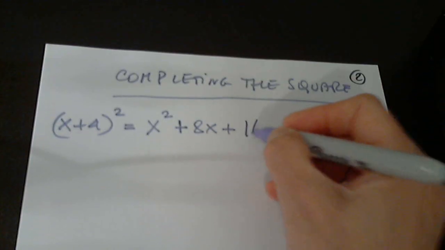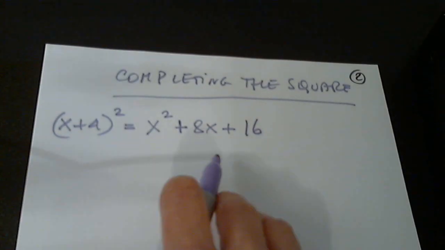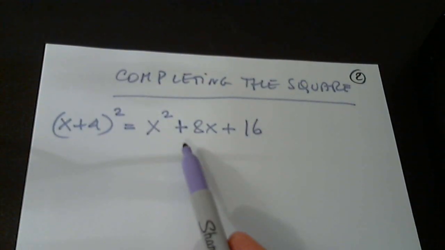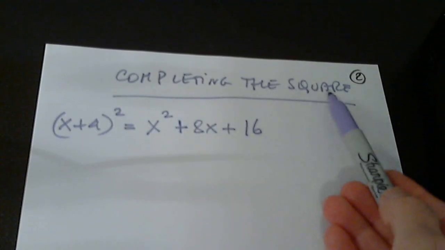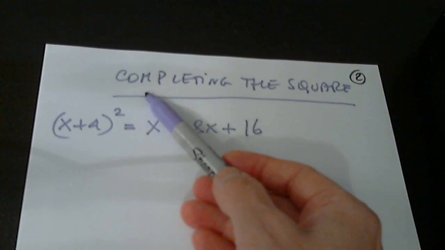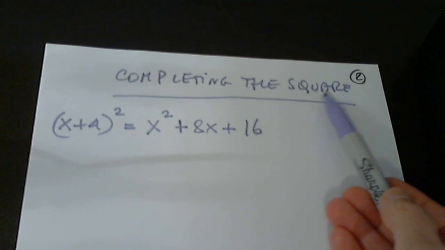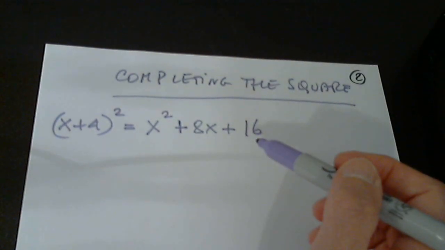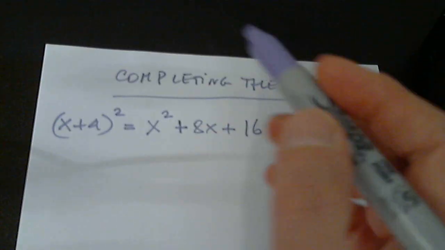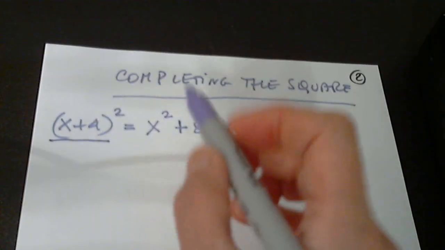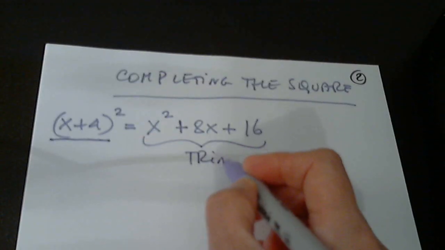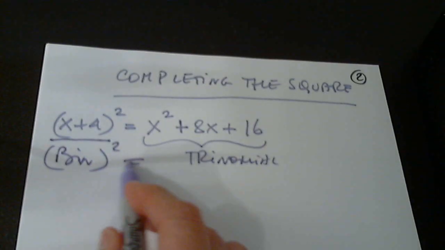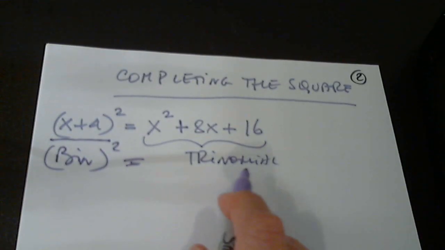Oh, 16. Excellent. Perfect. So why is this important? What's the connection between completing the square and solving an equation? So, solving an equation using complete the square, this is the idea. We understand that x plus 4 squared is a trinomial. So this is a binomial squared. A binomial squared is a trinomial.